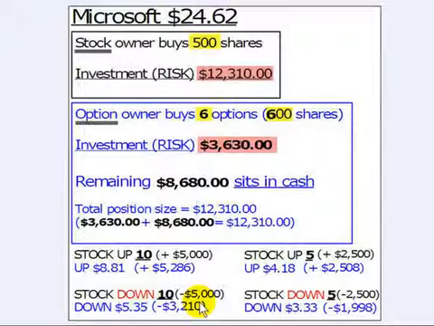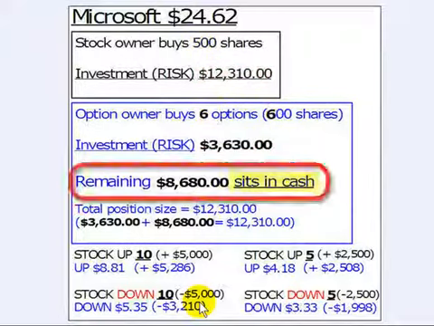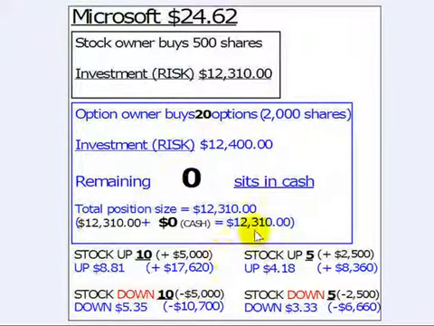Keep this money sitting in cash. What a lot of people tend to do is they get greedy. They buy 20 options. They take $12,310 after selling out of 500 shares, and they buy 20 options. But that represents 2,000 shares. Now that's awesome when you're right. But when you're wrong, you can lose everything. Now you can do that if you want. I can't stop you. I'm just telling you there's much better ways to make money.